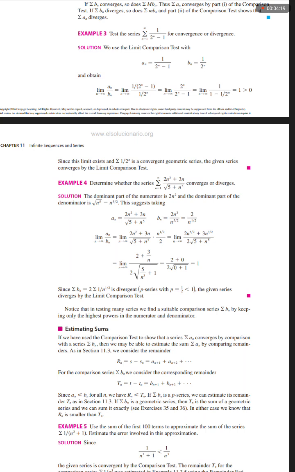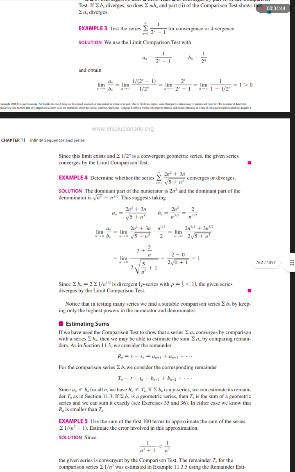Since the sum of b sub n equals 2 times the sum of 1 over n to the power 1 half is divergent, p series with p equals 1 half less than 1, the given series diverges by the limit comparison test. Notice that in testing many series, we find a suitable comparison series, the sum of b sub n, by keeping only the highest powers in the numerator and denominator.